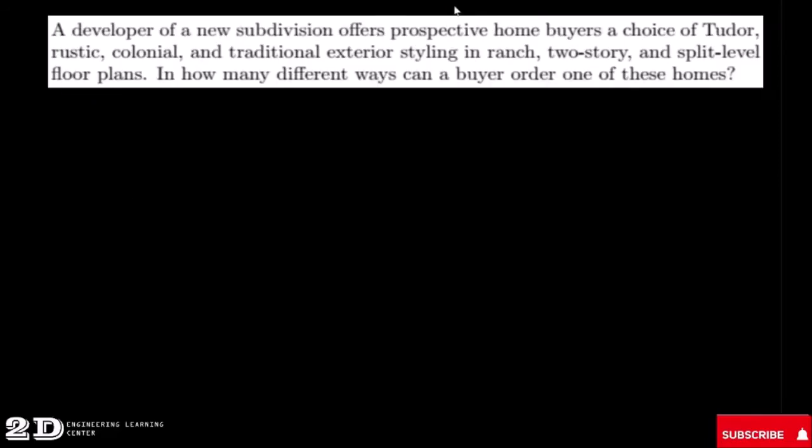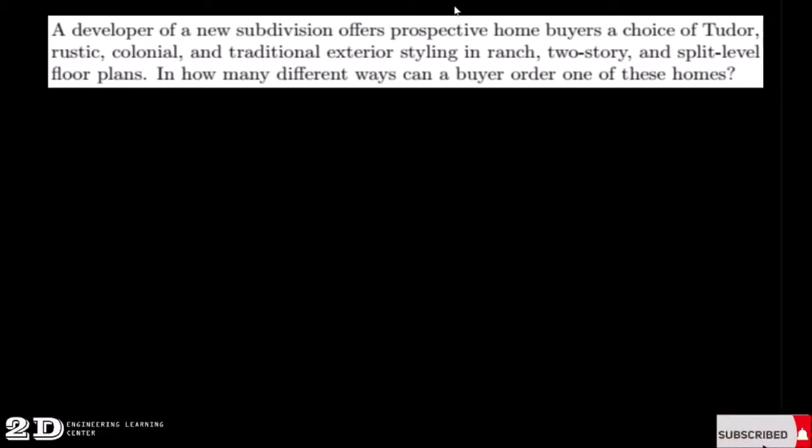Okay, we go to the next. A developer of a new subdivision offers prospective home buyers a choice of Tudor, rustic, colonial and traditional exteriors, styling in ranch, two-story, and split-level floor plans. In how many different ways can a buyer order one of these homes?